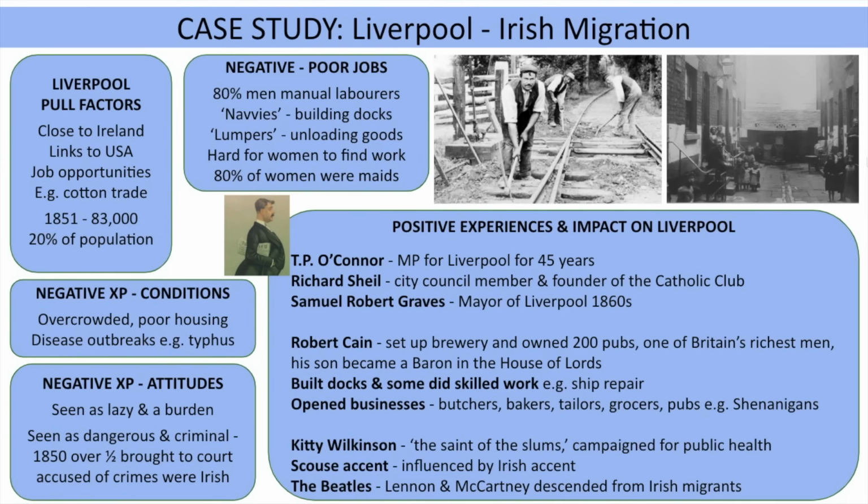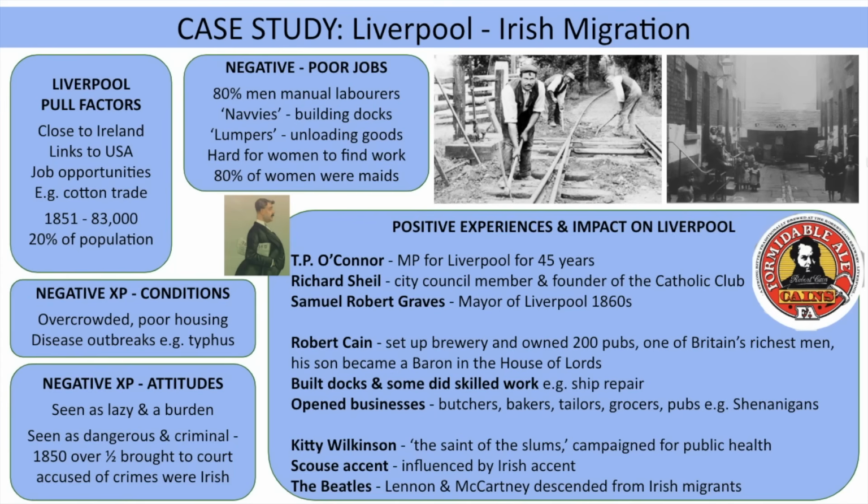We also see examples of successful businessmen of Irish heritage. So Robert Kane set up a brewery, which makes beer, in London. He owned about 200 pubs, which made him one of Britain's richest men at the time. His son became a baron in the House of Lords, so we see that economic success turning into political success. Generally, the Irish are contributing economically to Liverpool by building the docks and doing some skilled work like repairing ships.